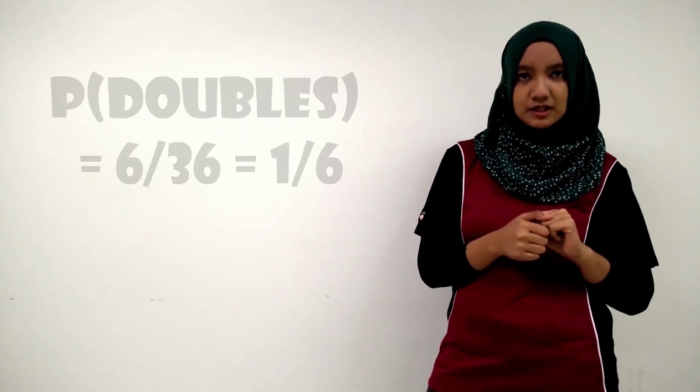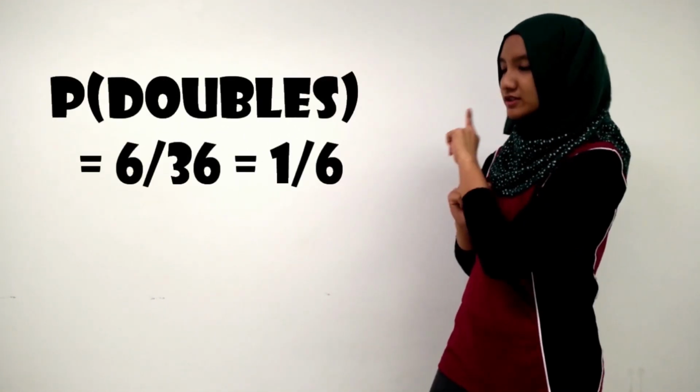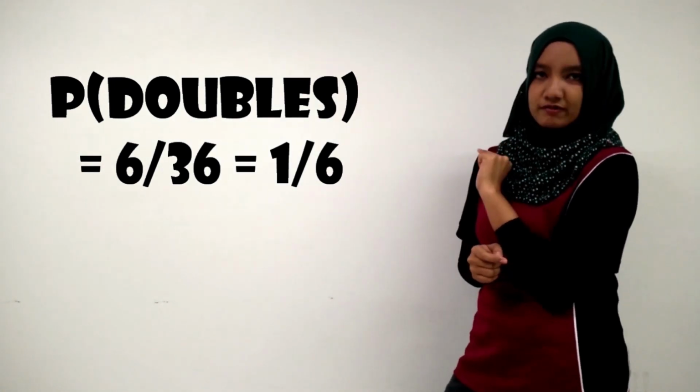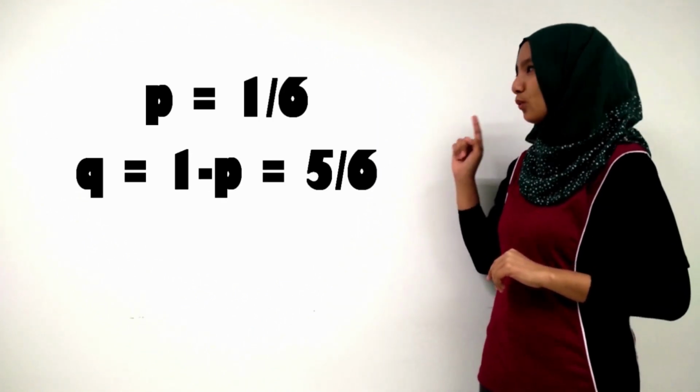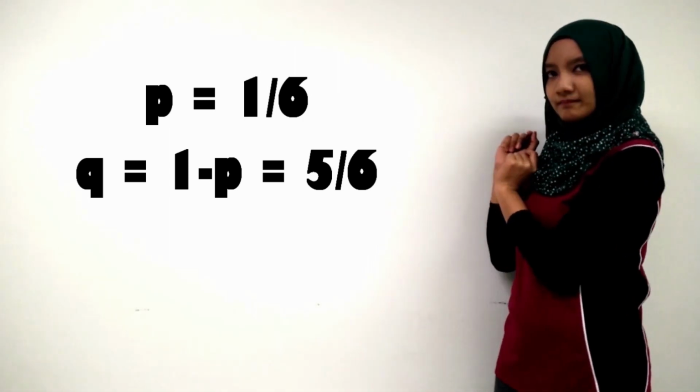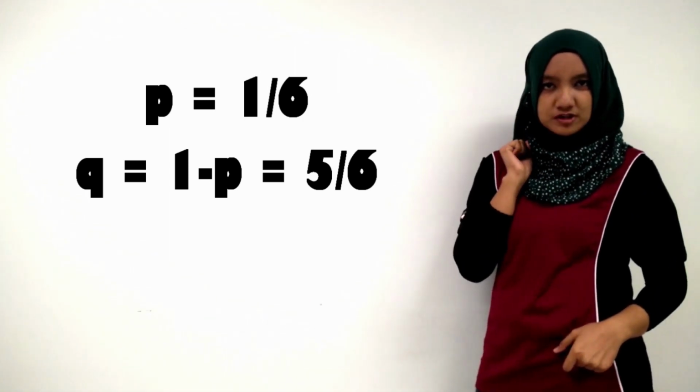We can get out of jail if we get doubles from the dice, and P(doubles) equals 6 over 36, which can be simplified to 1 over 6. So for each independent roll, p equals 1 over 6, and q will be 1 minus p, and we get 5 over 6.